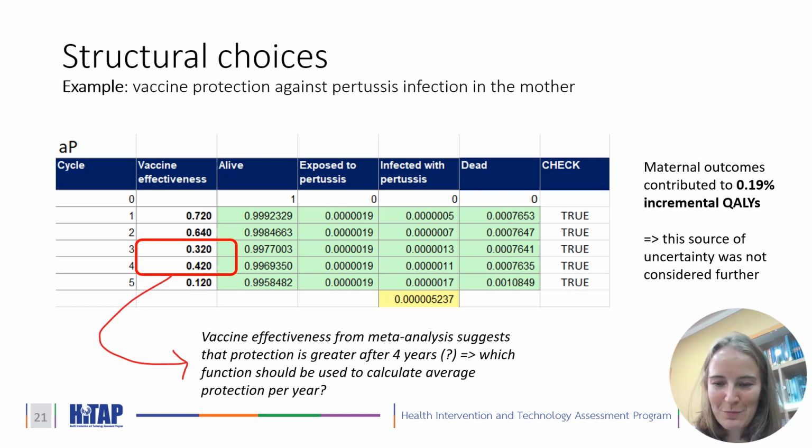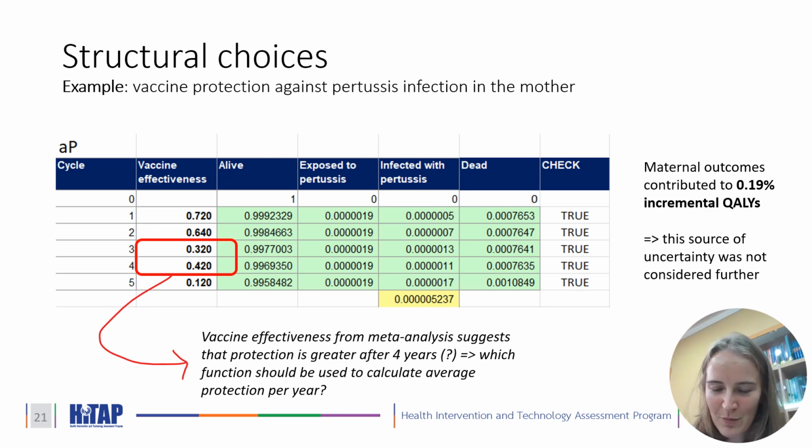This is just an example. We actually had many examples of this in terms of structural choices. If you remember, this is in terms of the functions, how you actually link up those different data points to come to your output. One of the issues we had was in terms of the protection. We did, in the end, decide to include pregnant women. But in terms of the vaccine effectiveness in adults, the data that we found was from a meta-analysis. If you look at the red box on the screen, this is the vaccine effectiveness at 1 year, 2 years, 3 years after vaccination. You'll notice that for some reason it appears that 4 years after vaccination people actually have better protection than 3 years after vaccination.